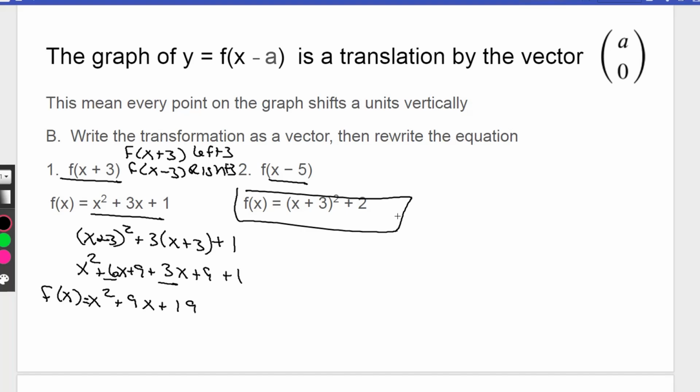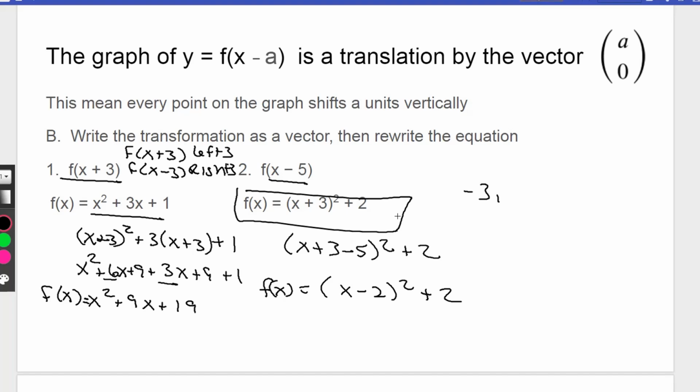All right, hopefully you did that. So again, here, this is x plus 3. They want me to put minus 5 in there. I still got to square it. And so what happens is I get this new function, which is going to be x minus 2 plus 2. Now again, you'll notice that this is in vertex form. This vertex was negative 3, 2. This vertex is negative 2, 2.